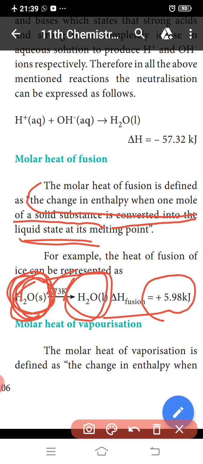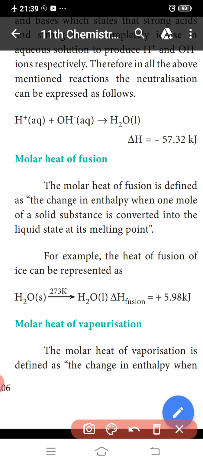The molar heat of fusion is defined as the change in enthalpy when 1 mole of a solid substance is converted into the liquid state. This is the melting point: the solid state melts into the liquid state. For example, an ice cube converted to liquid water. H2O solid converts to H2O liquid. So the ΔH fusion value is plus 5.98 kilojoules.